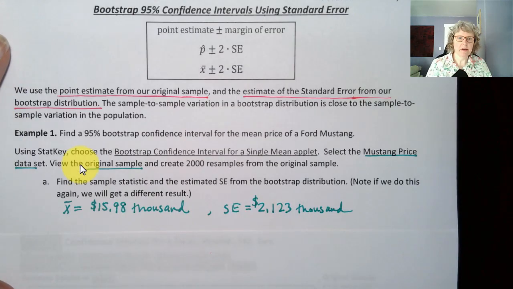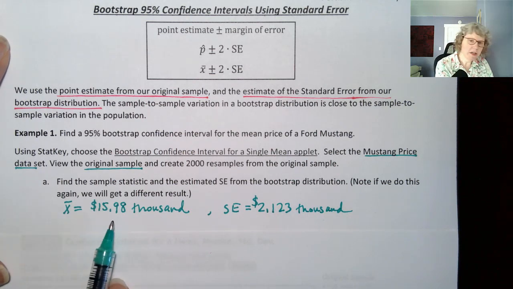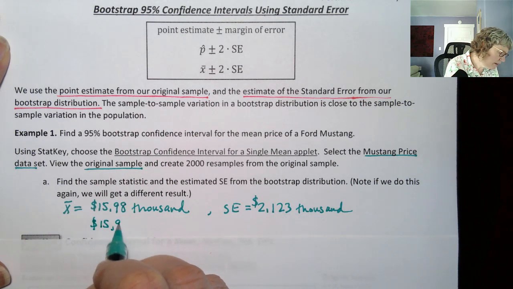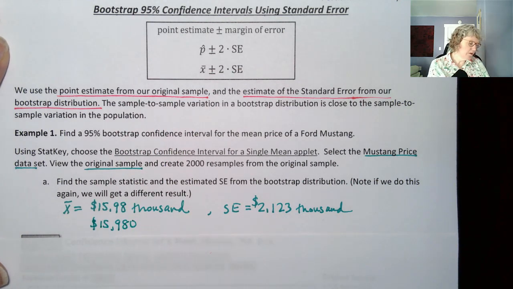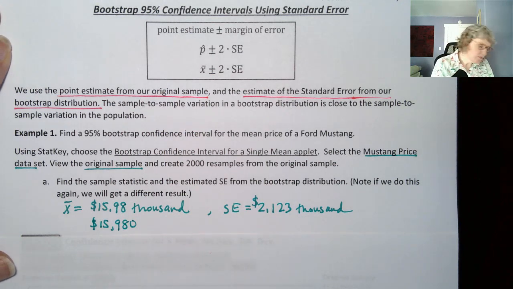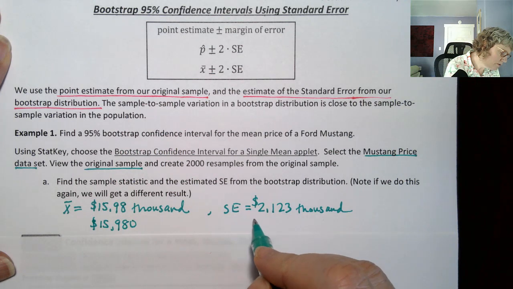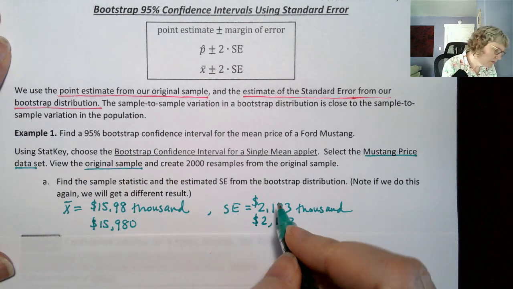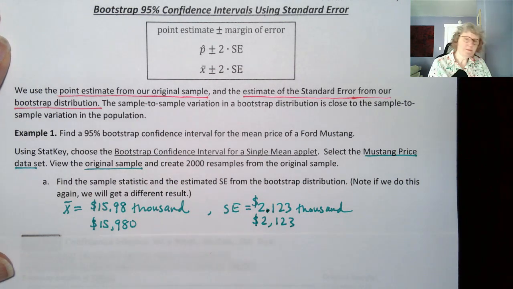Okay, so here I am back at the notes. Our X bar was $15.98 thousand, and of course I could write that out with the zeros, right? I could write 15,980, and that would be $15,980. And I could do the same with the standard error, $2,123. Okay, so either way works.